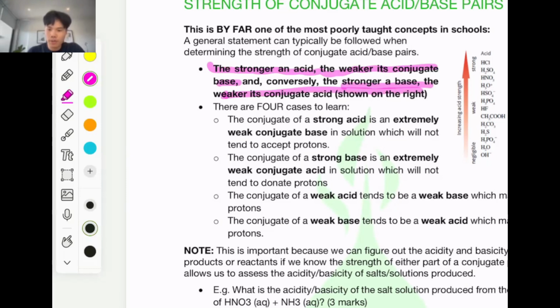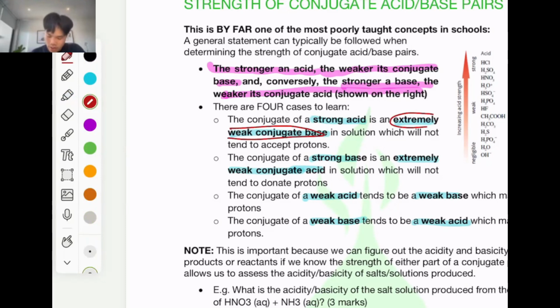But for our purposes, there are 4 cases that we learn. If you have a strong acid, the conjugate is an extremely weak conjugate base. If you have a strong base, the conjugate is an extremely weak conjugate acid. If you have a weak acid, the conjugate is a weak base, and if you have a weak base, the conjugate is a weak acid. Keep in mind that an extremely weak conjugate base is weaker than a weak base. They are different things.